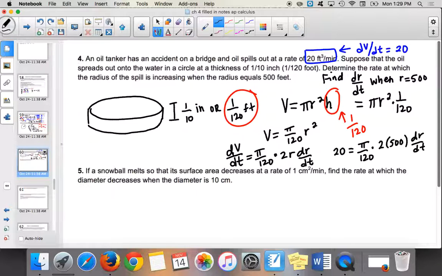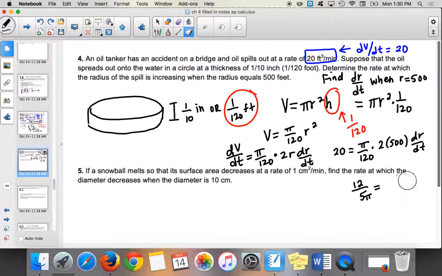Okay, and we're going to solve it out. So I'm going to multiply the 20 by 120, and divide by 1,000. So I'm going to get 12 over 5 equals pi times dr over dt. When you get to this point, a lot of people make the mistake of putting the pi on the top, like up here. We're dividing by it, right? So it's going down here on the bottom.